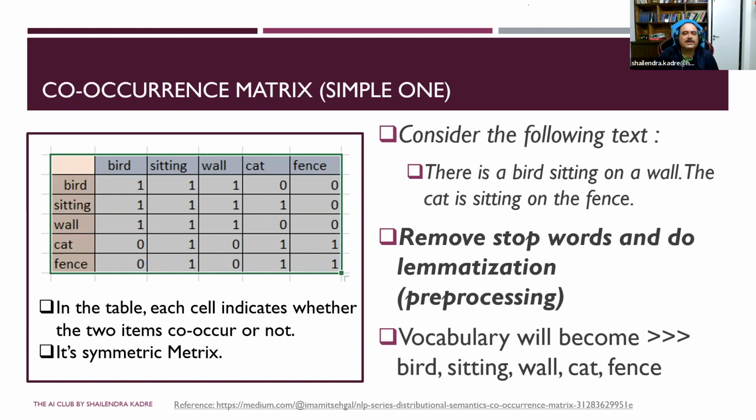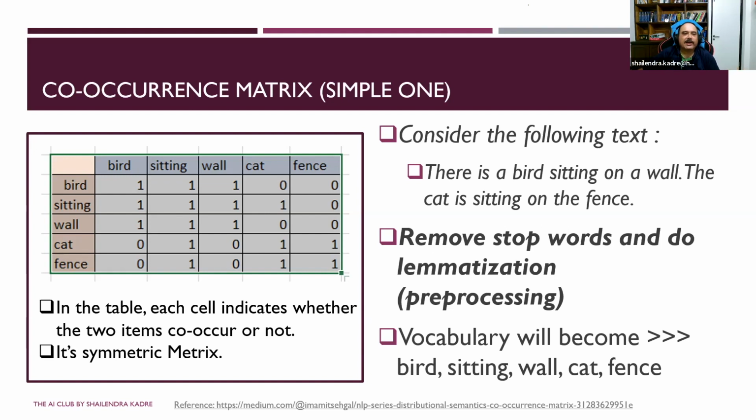Similarly, we do it for the cat sentence. Cat is occurring with sitting because sitting is there in the cat sentence also. Cat is occurring with cat, obviously 1, and cat is occurring with fence. So which terms are co-occurring, we are marking them as 1. So this is called a co-occurrence matrix. Is it clear to everybody?